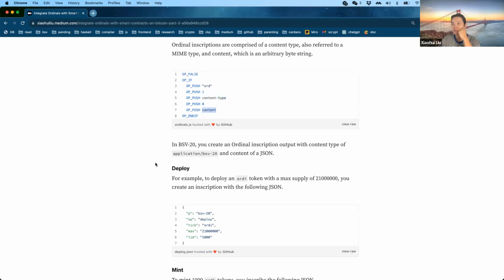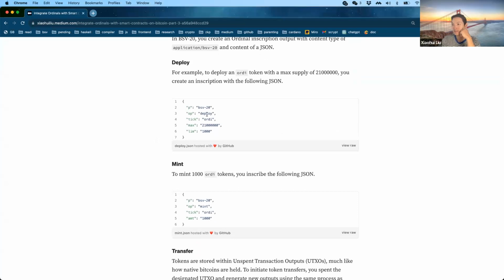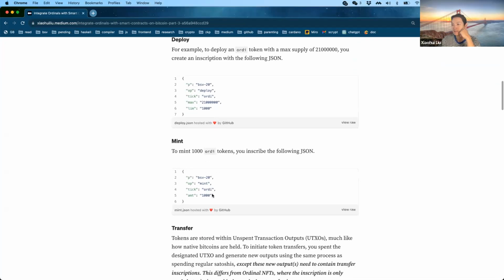The BSV20 token has three operations. First, you deploy it. Then you can mint until you reach the max supply. And what does this limit mean? It means every single mint, you cannot mint more than, in this case, 1,000 tokens. And this is the ticker. So you have to say what token you're minting and how many you're minting. This amount cannot exceed the limit. This is a limit per mint.